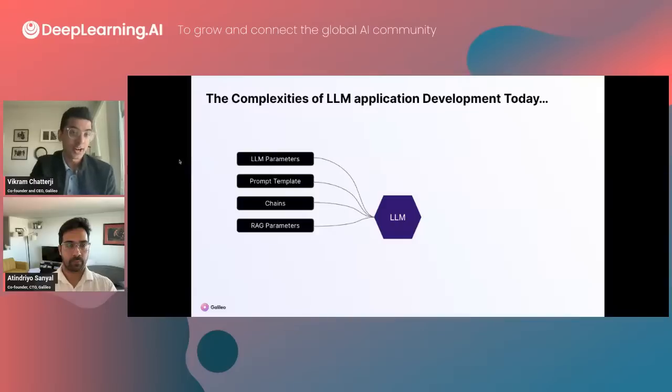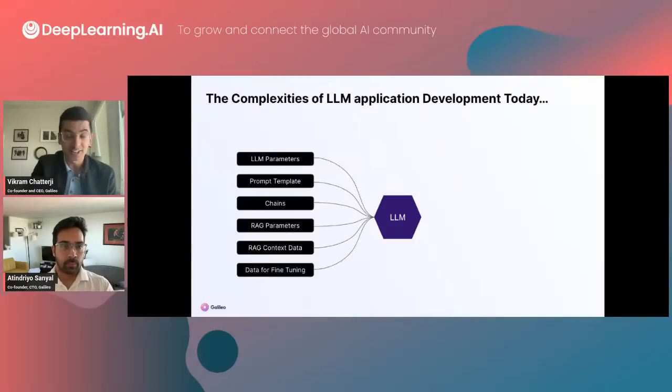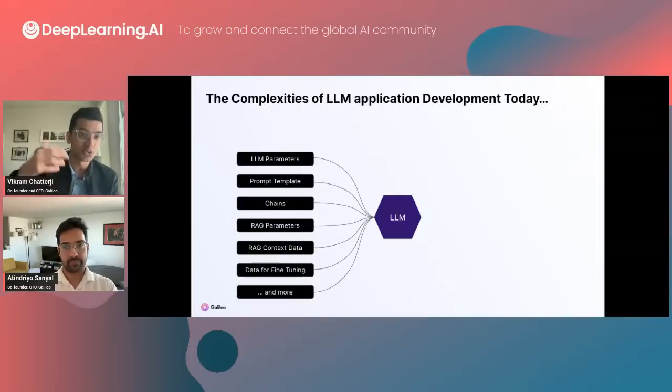You have RAG in the mix with different RAG parameters, all the context data that you need to add into the vector store, whether it's good, is it bad. Then start thinking about fine-tuning. You start thinking about the quality of the data that you're putting in. Do you have sufficient data in the first place? And so much more. So it just blows up. The inputs themselves are mind-boggling.